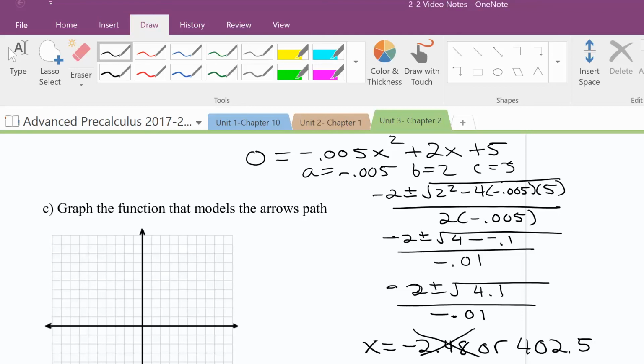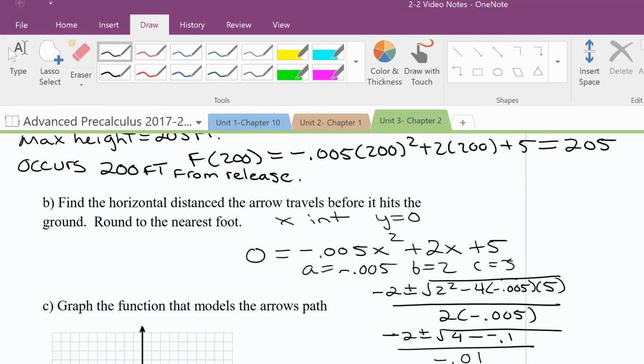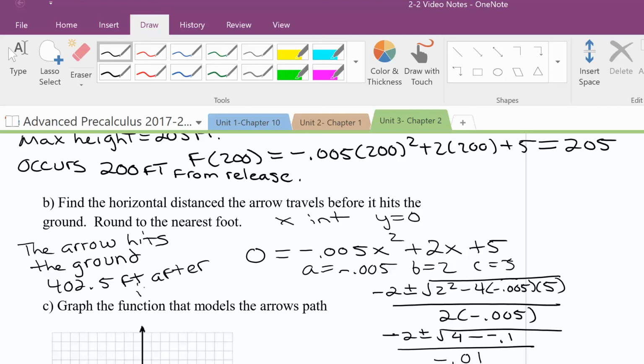Remember, since we're talking about distance, it has to be positive. So it's going to have to be 402.5 feet is where it hits the ground. So the arrow hits the ground 402.5 feet after its release.